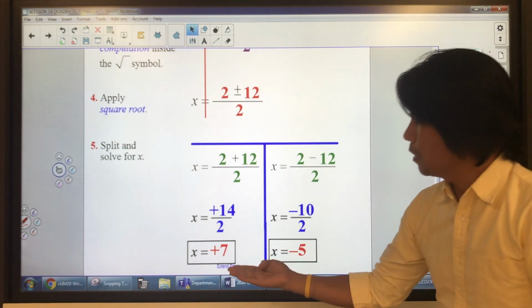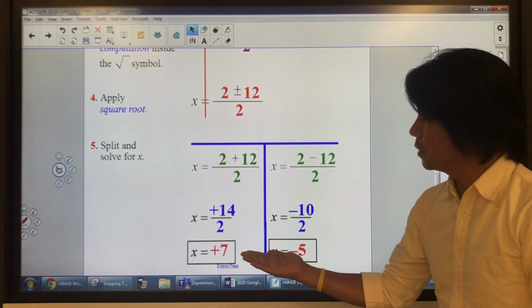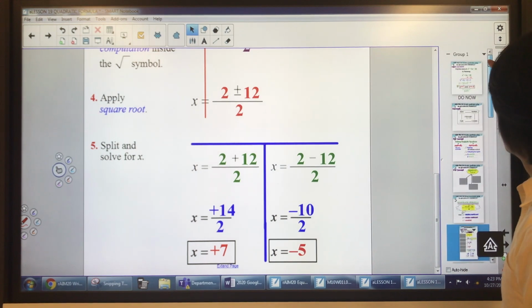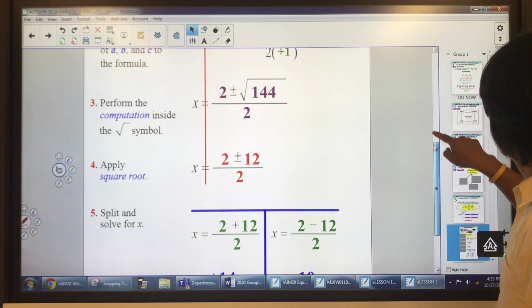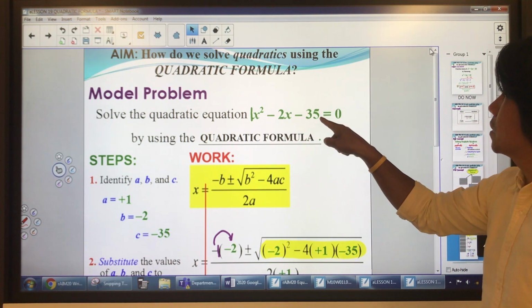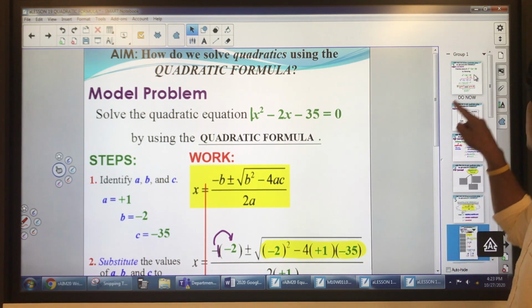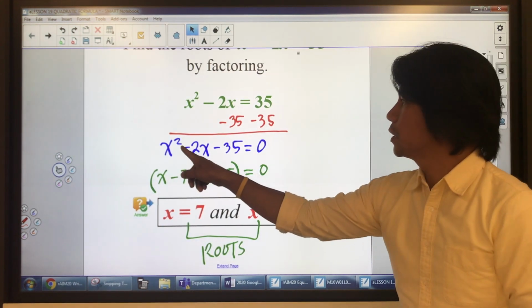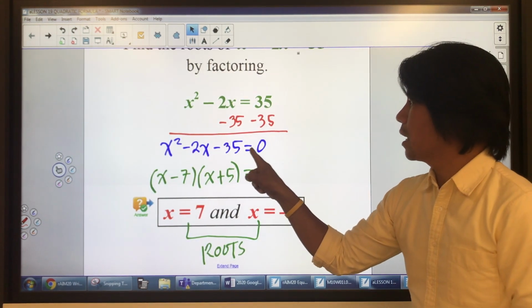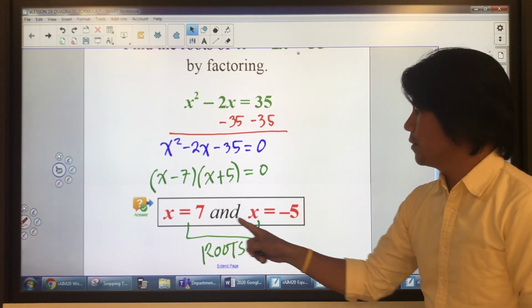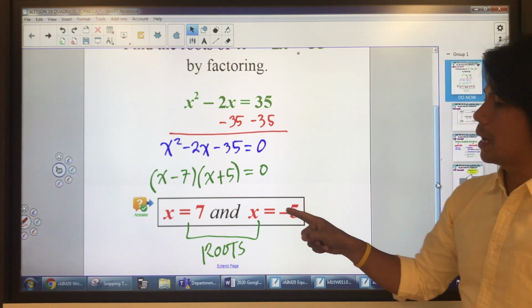Alright, if you notice, this is the same answer that we found in the intro activity. Why? Because we have the same problem actually. It's x squared minus 2x minus 35 equals 0. Let's take a look here. You see that? X squared minus 2x minus 35 equals 0. And we got the same roots. X is equal to 7 and x is equal to negative 5.